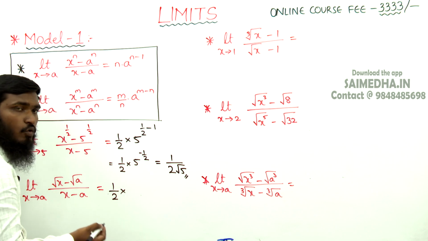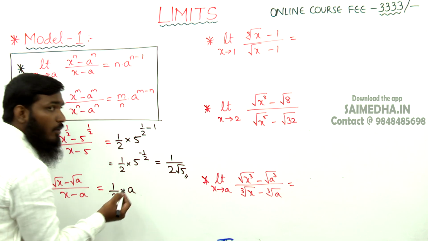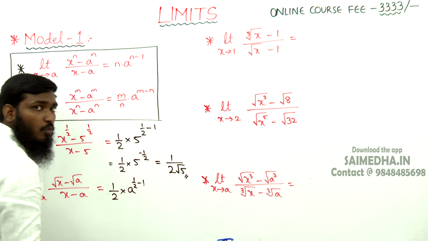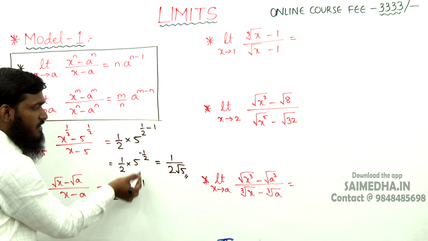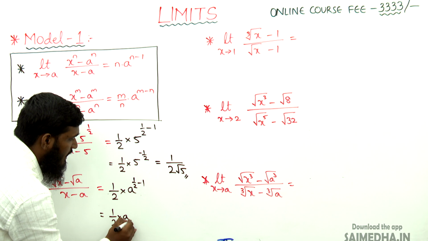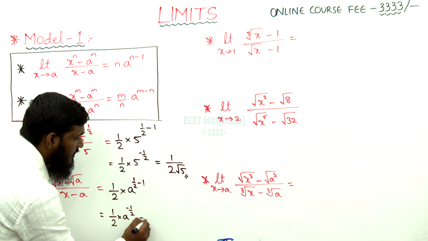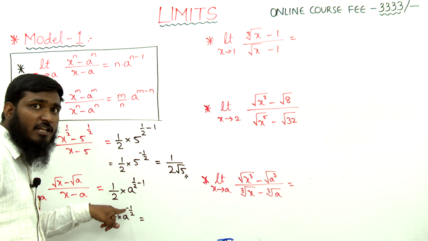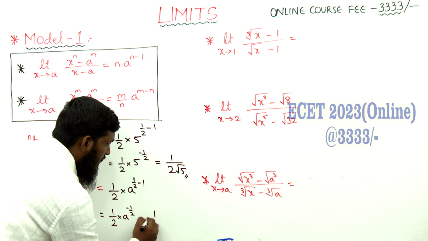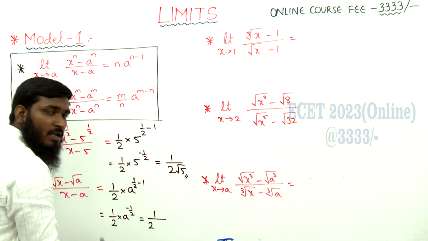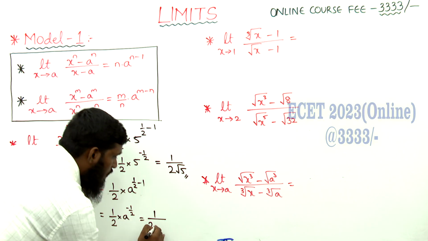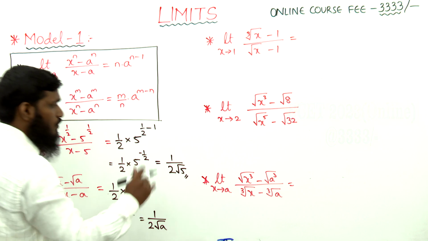We have taken n into a, so we have a power n minus 1. n minus 1 means 1 by 2 minus 1, which is minus 1 by 2. So it is equals to 1 by 2 into a power minus 1 by 2. If you want to remove this minus sign from the power, we have to write it in the denominator. So 1 divided by 2, we already have, and a power 1 by 2 in the denominator. A power 1 by 2 means root a. Okay, 1 by 2 root a.